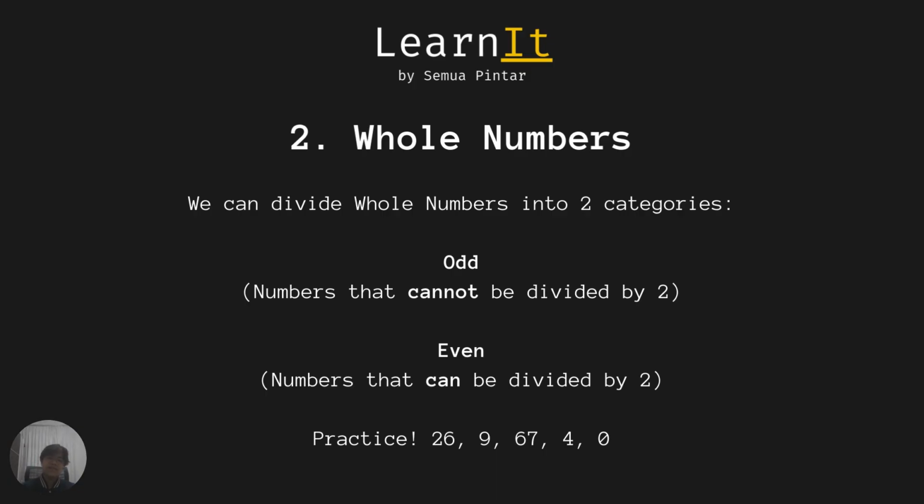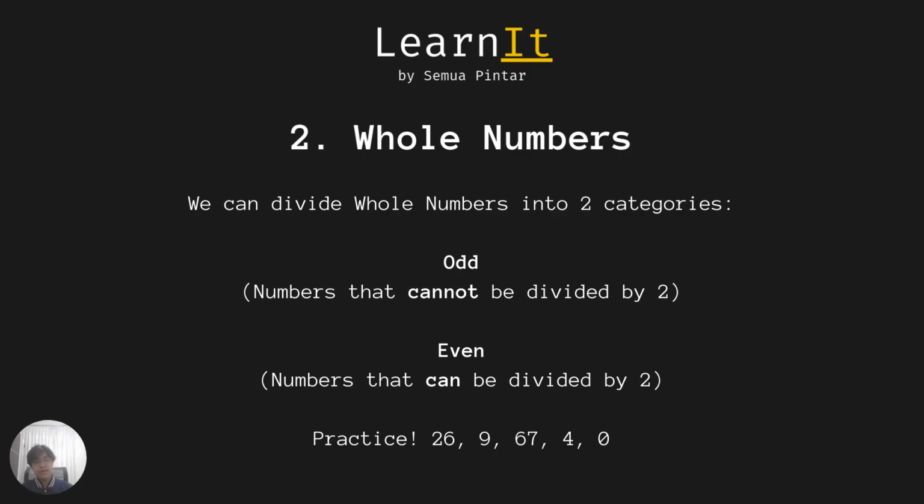Alright, so 26. The first step to finding an odd or even number is to divide the number by 2. If we divide 26 by 2, we get the number 13 with the remainder 0. And as such, it can be divided by 2 and is an even number. Next, 9. If we divide 9 by 2, we get the number 4 and a remainder 1. Because we have a remainder, it means that the number cannot be divided by 2, and as such, it is an odd number. The same goes with the number 67, where if we divide that by 2, we get the result of 33 with a remainder of 1, meaning that it cannot be divided by 2, and as such, it is an odd number.